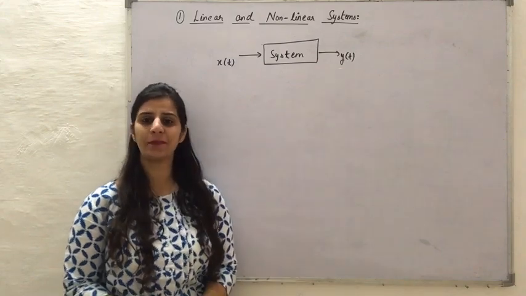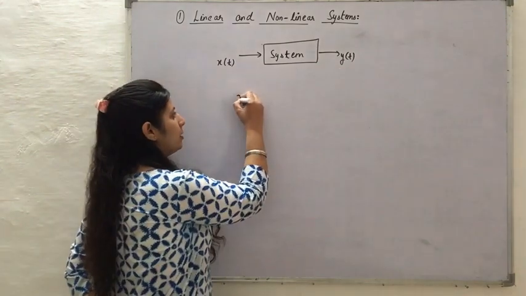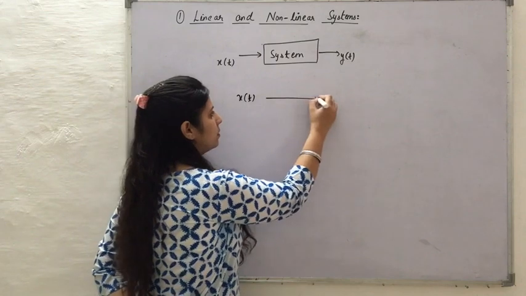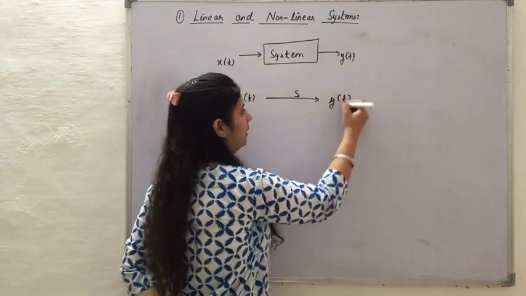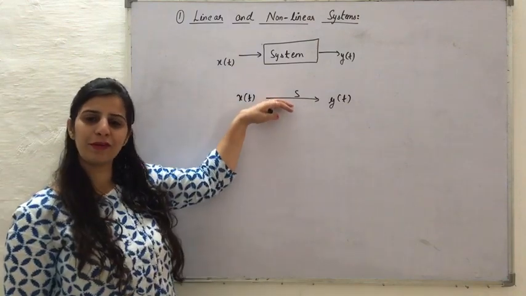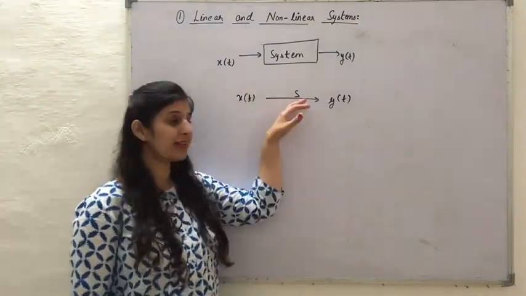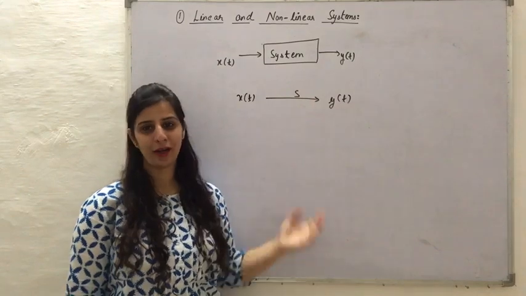The same system can be represented as x of t, and when it passes through the system, it becomes y of t. This is a simpler way of representing the system. I'll be using this kind of a statement from now on.